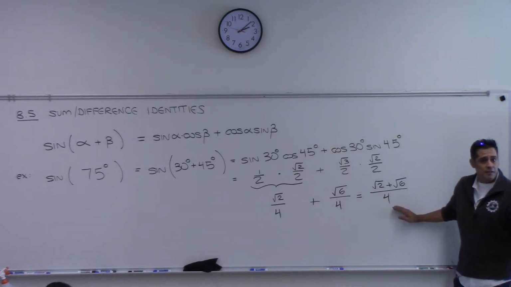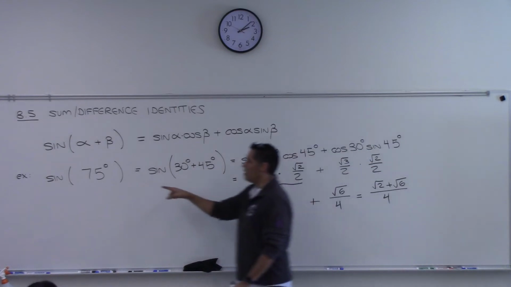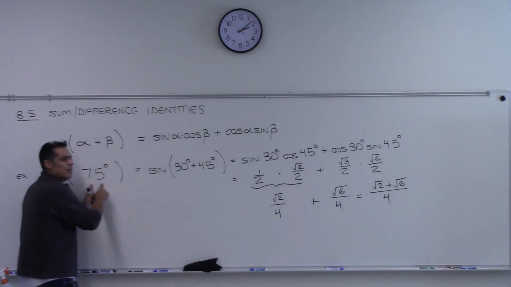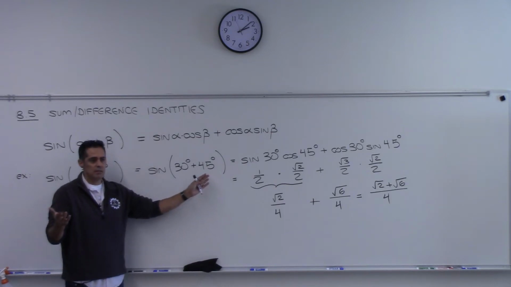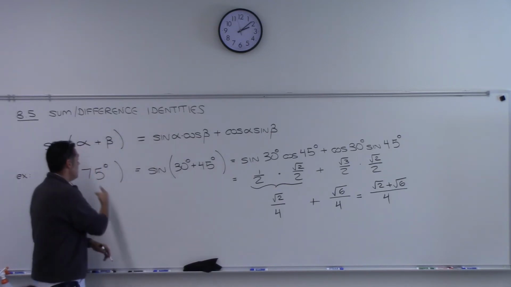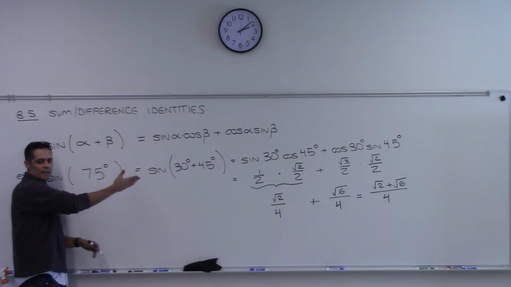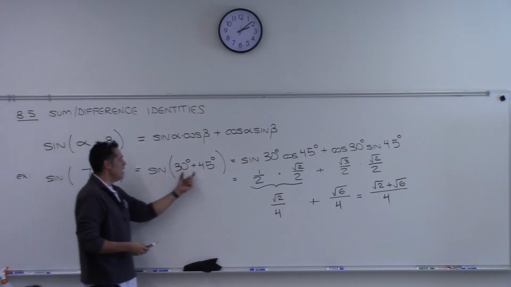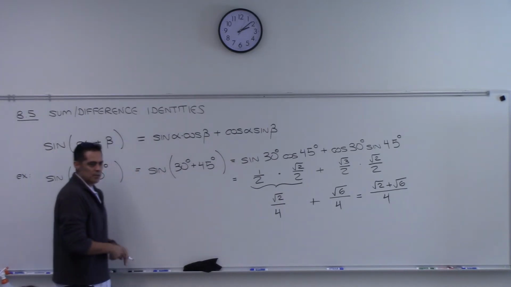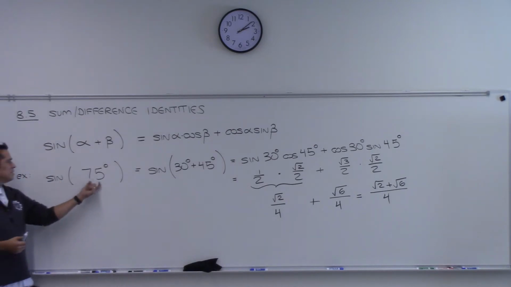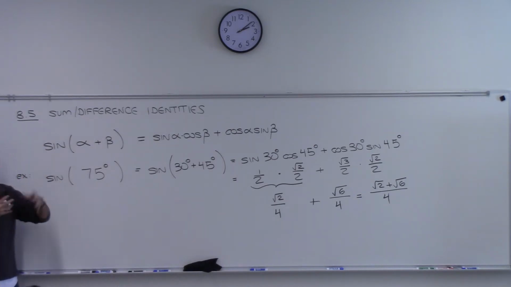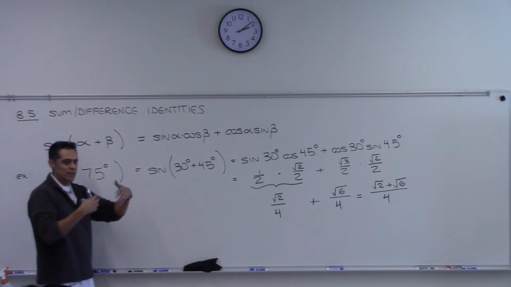Okay, understand? Now, I had to give you an angle that you would be able to break down into two angles that you knew, right? If I gave you like 76 degrees, this wouldn't work, right? Because you're not going to be able to use two angles that you know. So this is only useful if this is a number that is somehow a multiple, adding multiples of angles that you're familiar with.